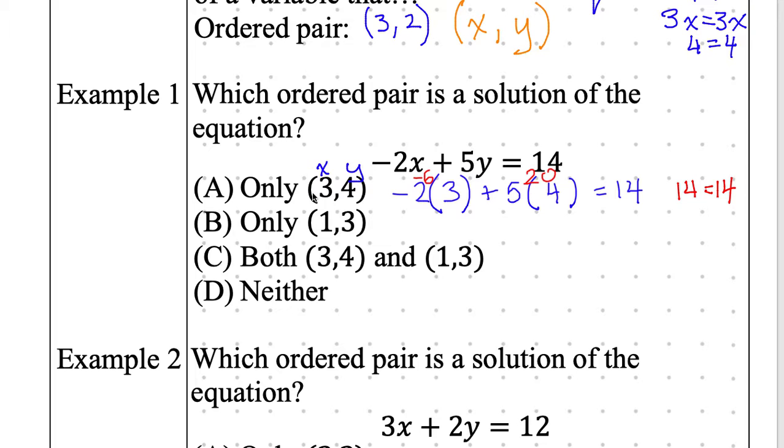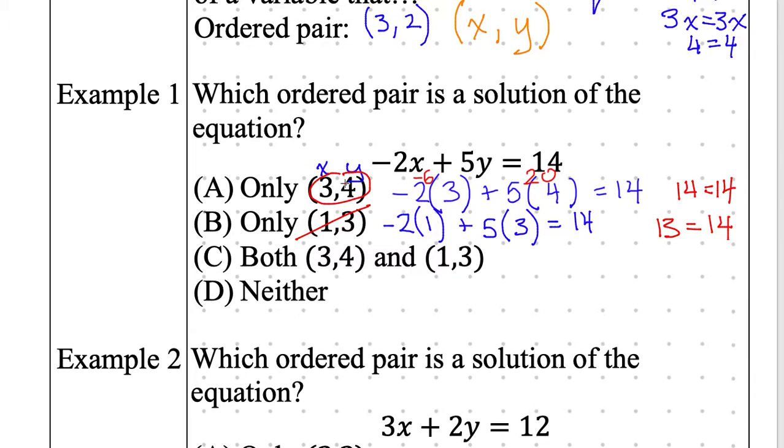All right, so we're back. Can someone read out what I should write when I substitute in? -2 times 1 plus 5 times 3 would equal 13. I guess 14 is the right side. So when I simplify the left side, I get 13 equals 14. Does 13 equal 14? No. So definitely cross off (1, 3).